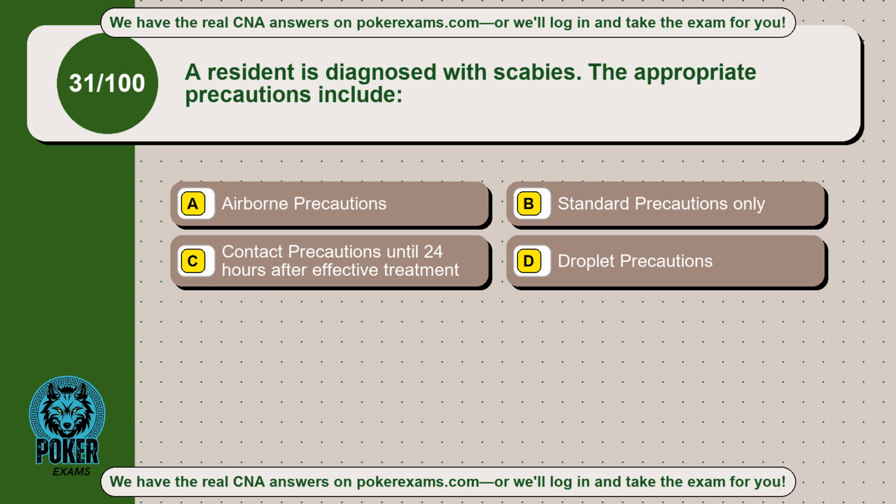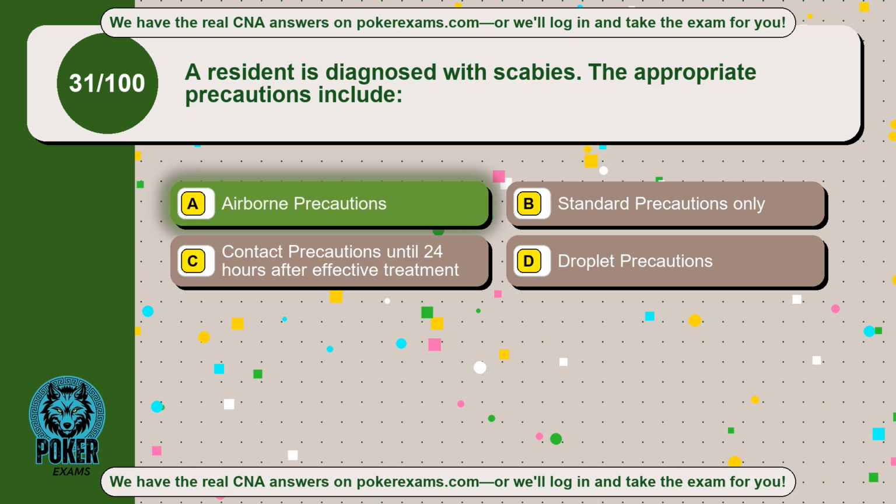Question 31. A resident is diagnosed with scabies. The appropriate precautions include: Option A, airborne precautions. Option B, standard precautions only. Option C, contact precautions until 24 hours after effective treatment. Option D, droplet precautions. The correct answer is option A.